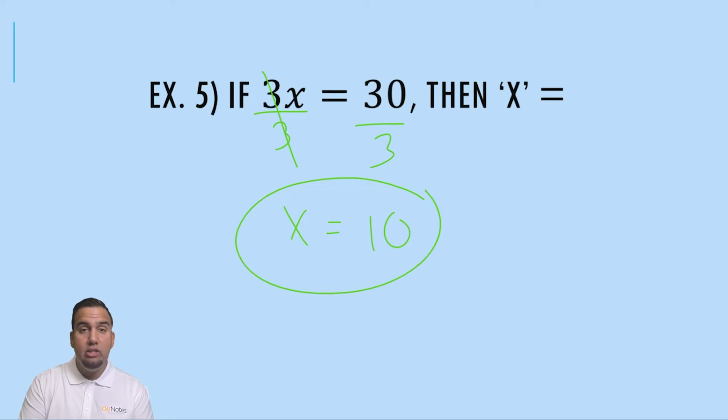You're going to notice I didn't draw my vertical line this time. Why? Eventually, I don't want you to draw the vertical line. Trust yourself in the process of knowing whatever you do to the left side of the equal sign, you're going to do the same thing on the right, or vice versa. x is equal to 10.